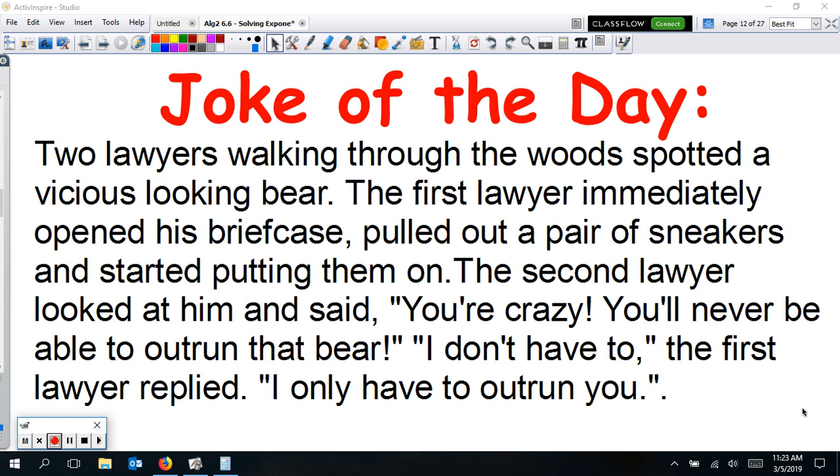All right, our joke of the day. Here's one a little bit different of a joke of the day. It's not so much of a pun. It says, 2 lawyers walking through the woods spotted a vicious-looking bear. The first lawyer immediately opened his briefcase, pulled out a pair of sneakers, and started putting them on. The second lawyer looked at him and said, "You're crazy. You'll never be able to outrun that bear." "I don't have to," the first lawyer replied. "I only have to outrun you."